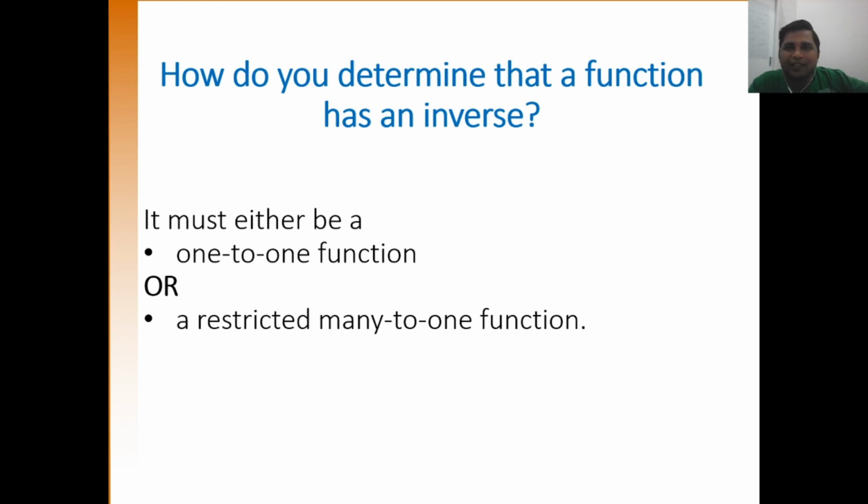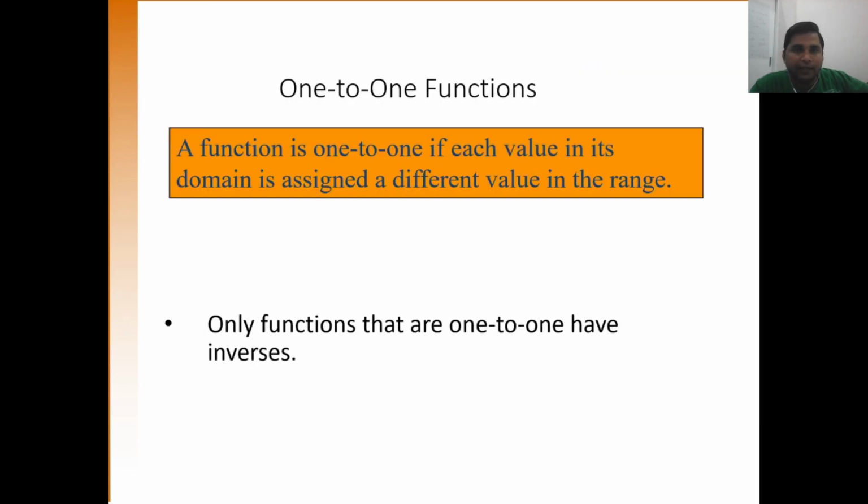How do you determine that a function has an inverse? How will we figure out that the function has an inverse? The function must be a one-to-one function or a restricted many-to-one function. Okay, then only the inverse is defined. Let's discuss in detail. One-to-one function: a function is one-to-one if each value in its domain is assigned a different value in the range. So for every unique x, you get a unique y. Then the function is one-to-one. So only functions that are one-to-one have inverses. The inverse function is only defined for one-to-one functions.